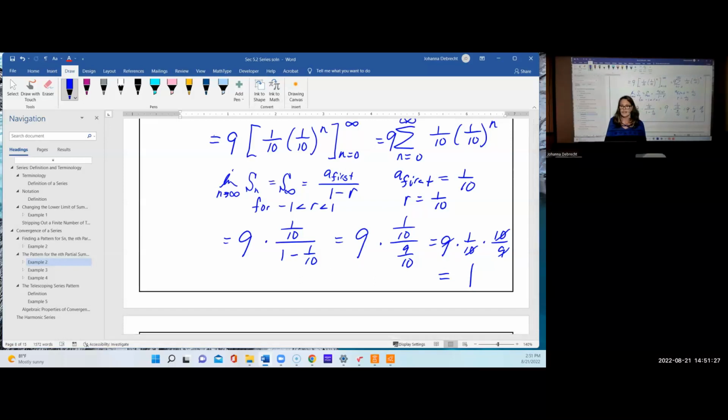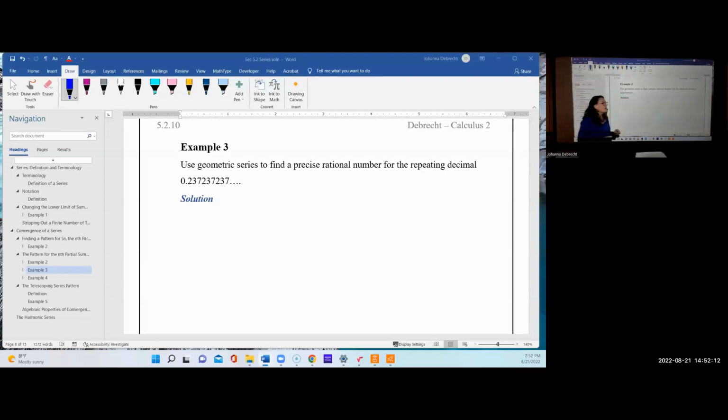Let's take a look at another example. Let's now look at example 3. We want to use a geometric series again to find a precise rational number for the repeating decimal 0.237237237237, and so on. So the pattern is that it repeats the digits 237 forever and ever. All repeating decimals can be written as rational numbers. In other words, the ratio of two integers, all of them.